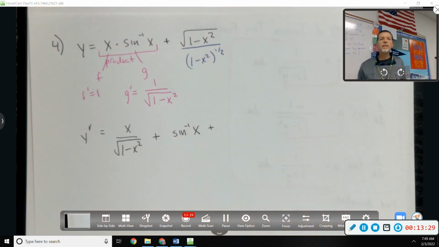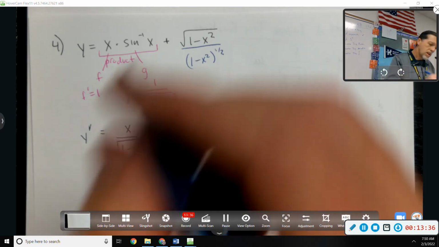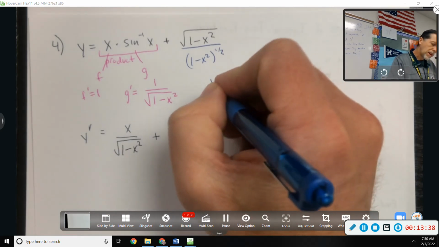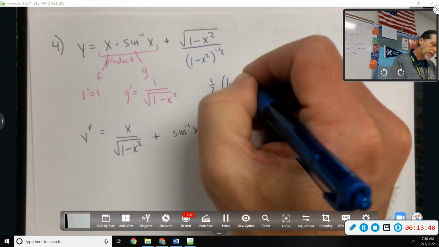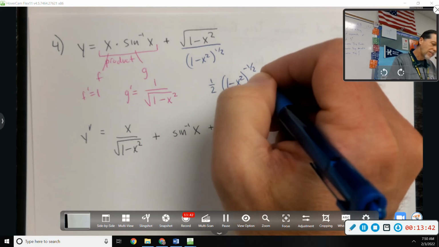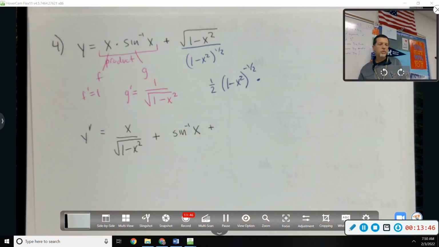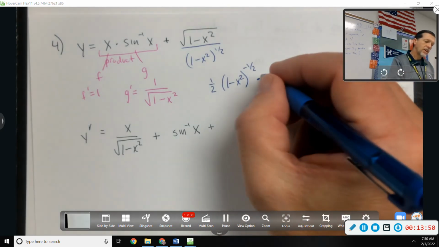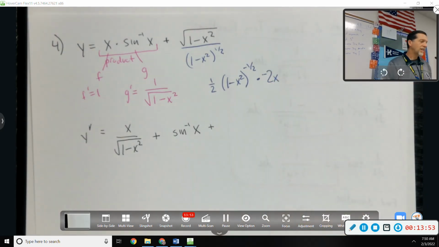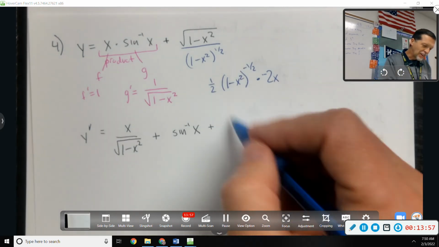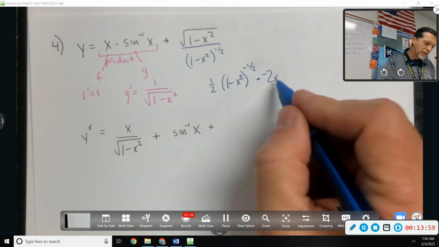I'm going to just rewrite that as 1 minus x squared to the 1/2. That's not a derivative yet. That's just rewriting it as a power. So that would be 1/2 times 1 minus x squared to the negative 1/2 times chain rule. What's the chain rule result? Careful, negative 2x. And then, if we put that down here, that'd be a safe stop. But there's some cleanup we could do.